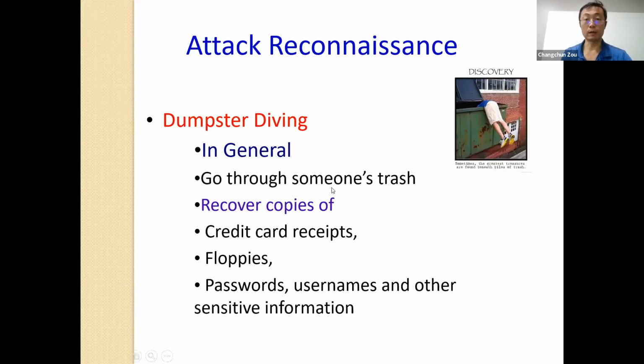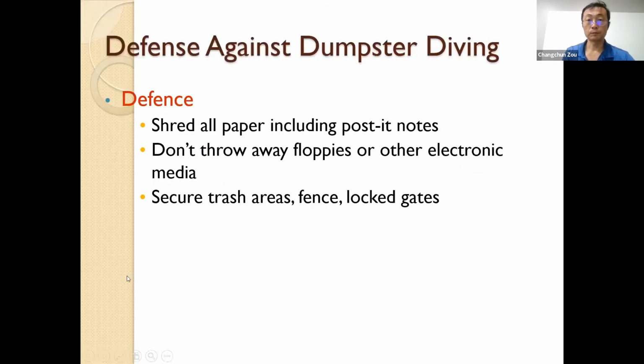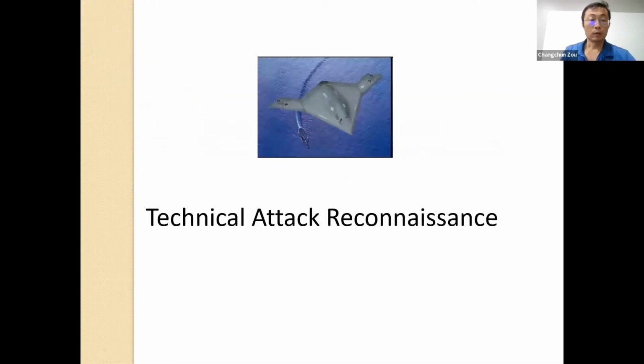Dumpster diving is recovering some discarded copies. So for a company to defend against this, for all your unused throwaway documents, you need to shred them. For unused or throwaway electronic stuff, for example, a broken USB key, broken hard drive, or broken floppy disk, you need to make sure that all the information has been erased, like going through some magnetic erasing machine to make sure that all the magnetic signal is erased. And of course, secure your cache area. But of course, for this class, we focus on the technical aspect of reconnaissance.